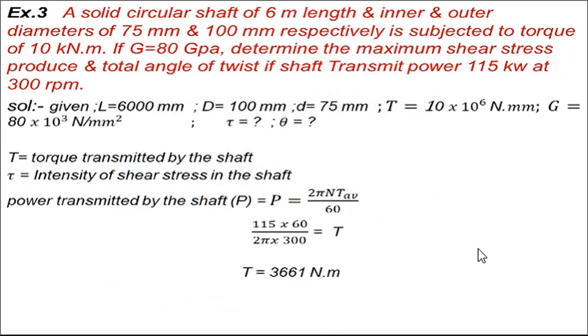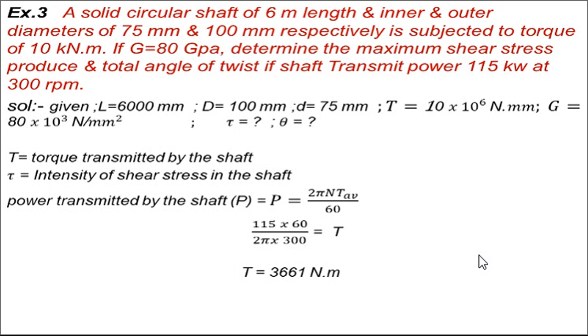A solid circular shaft of 6 meter length and inner and outer diameter of 75 mm and 100 mm respectively is subjected to a torque of 10 kilonewton meter. If G is equal to 80 GPa, determine the maximum shear stress produced and total angle of twist if the shaft transmits power 115 kilowatt at 300 rpm. So this is the problem.